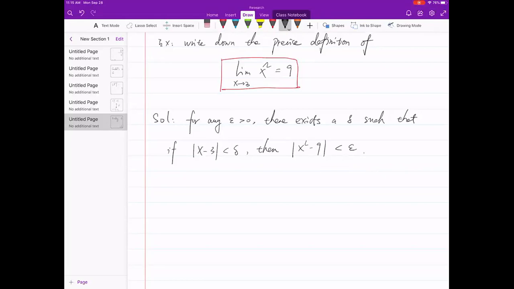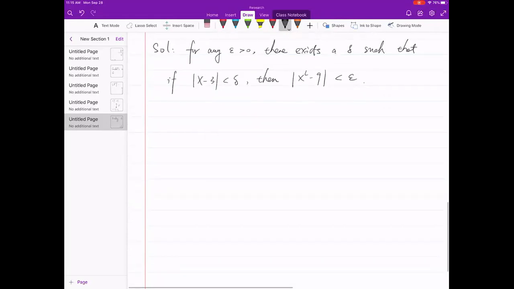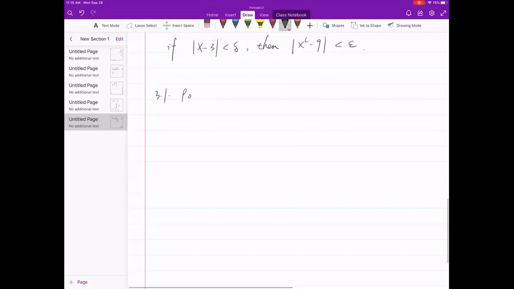All right, let's continue with what we left over from 3.1. Keep in mind, we're trying to find the derivative of everything. We start with simple functions, then we do the rules. The first one is polynomial and exponential.